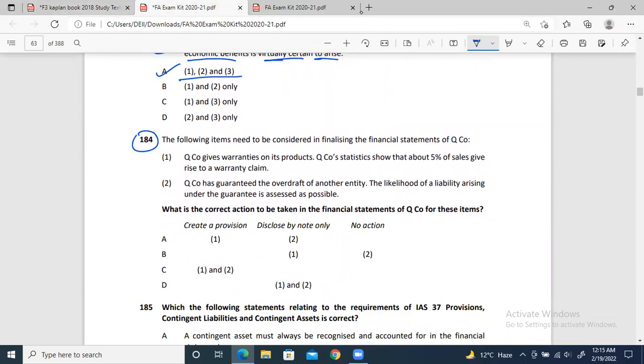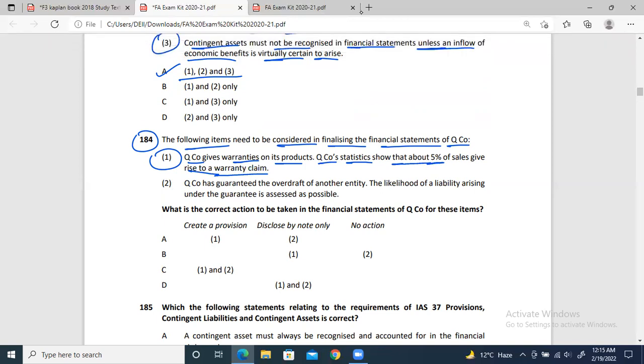Now let's see 184. The following items need to be considered in finalizing financial statements for Q company. So number 1, Q company gives warranties on its products. Q company statistics show that about 5% of sales give rise to a warranty claim. So this actually happens in real world businesses as well, that they specify a percentage. Like if we are selling goods for $6 million in, let's say, 6 months, about 5% customers will come back and claim the warranty. So for those 5%, 6 million into 5%, whatever the amount is, we will need to create a provision.